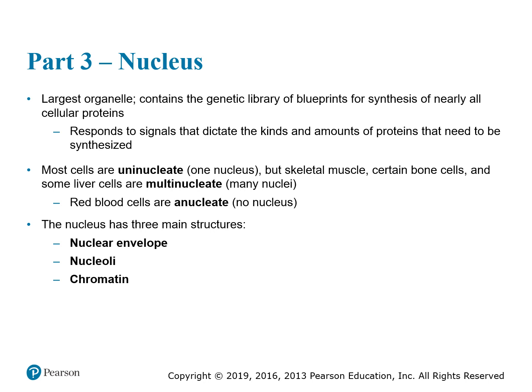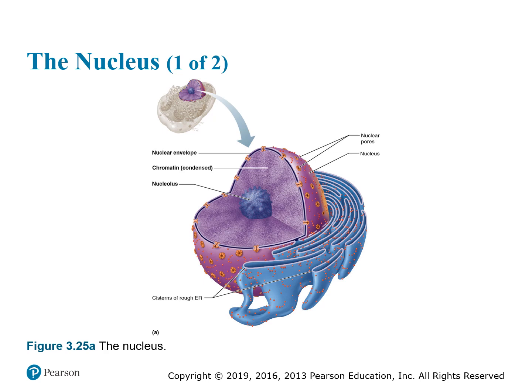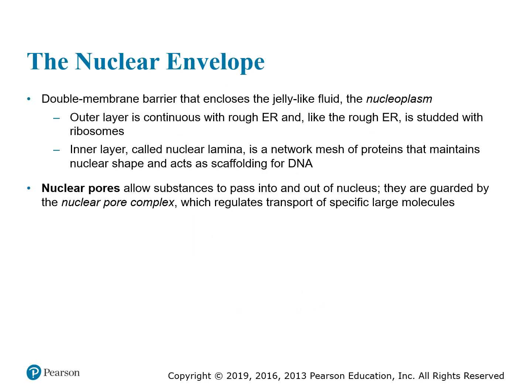And some cells are actually anucleate. The red blood cell, for instance, has no need for a nucleus. It needs to hold a lot of hemoglobin, so it gets rid of it. There are three main structures: the envelope, the nucleoli, and the chromatin. So here's your typical nucleus. It stains very darkly usually. The nuclear envelope is actually composed of a double membrane.